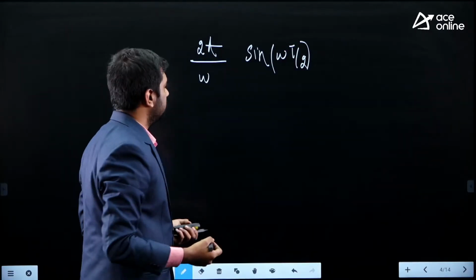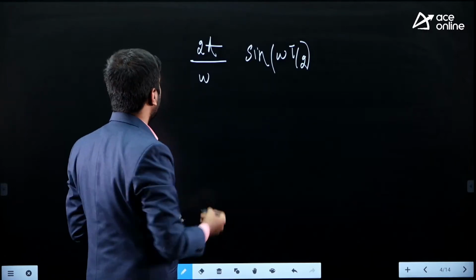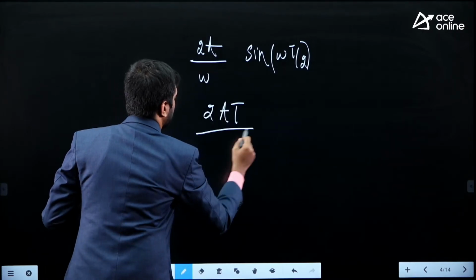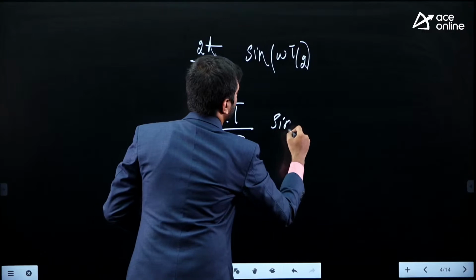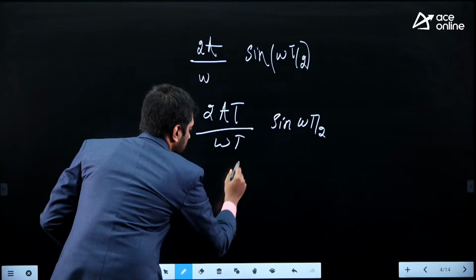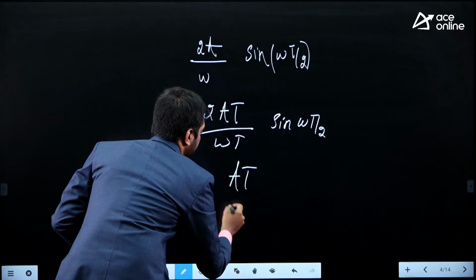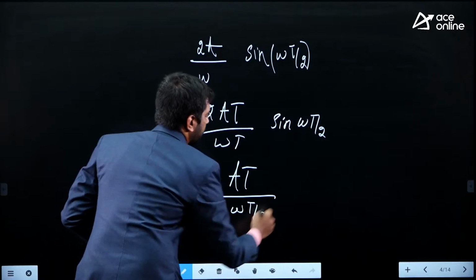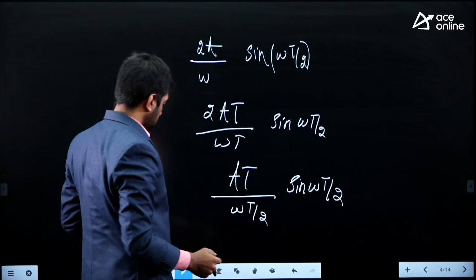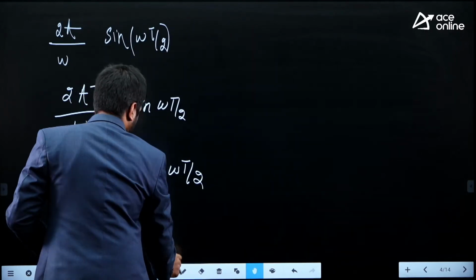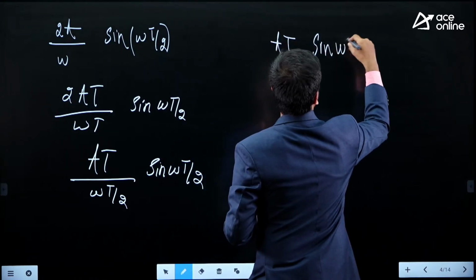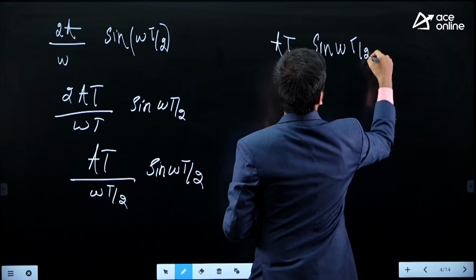I want to do a few more modifications to this. I'll multiply and divide by t. So this is something like 2at by omega t sine omega t by 2. I'll take this 2 to the denominator. So this becomes at by omega t by 2 sine omega t by 2. Now let's write these two terms together. So this is something like at sine omega t by 2 by omega t by 2.